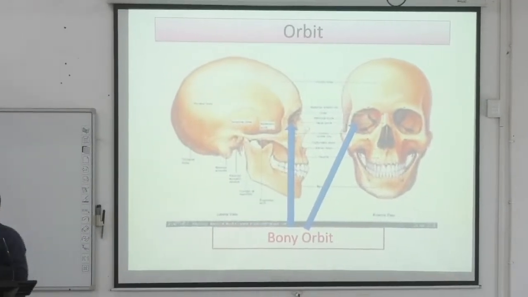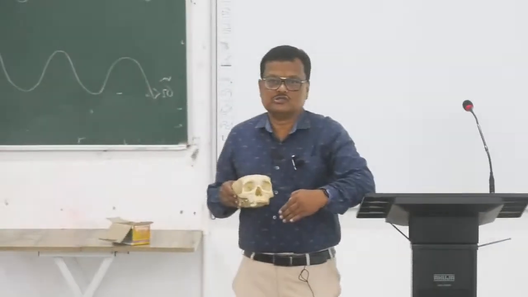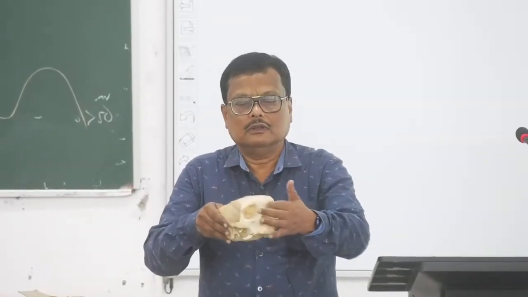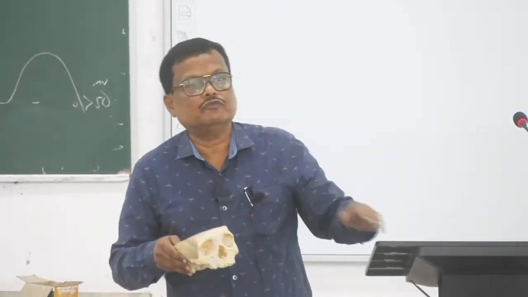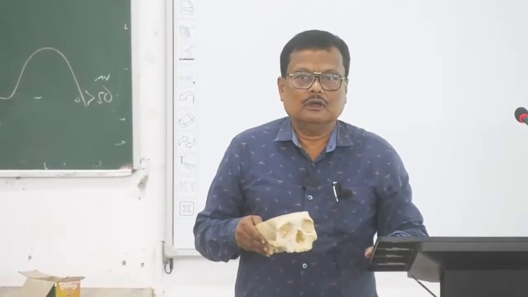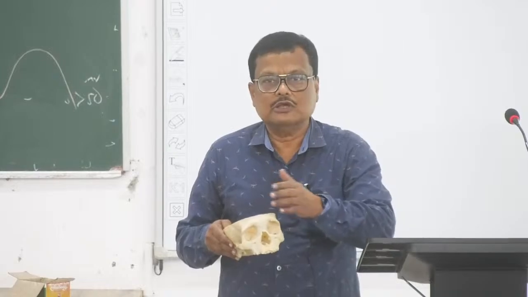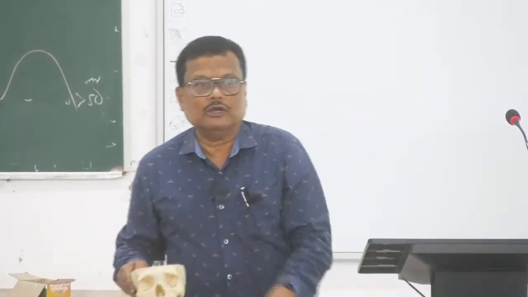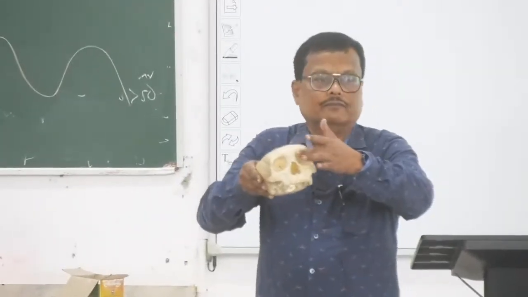Its shape is pyramidal, like a pyramid. So it has got an apex and a base and sides. As it is pyramidal in shape, this orbit has got an apex and a base and the sides. There are 4 sides. But the difference from the pyramid is like that: the apex is up and the base is on the ground in a pyramid, but here the apex is backwards and the base is this one.